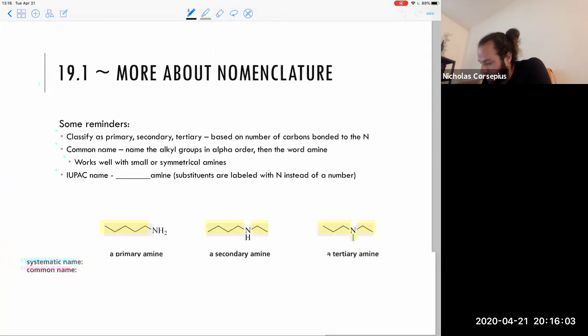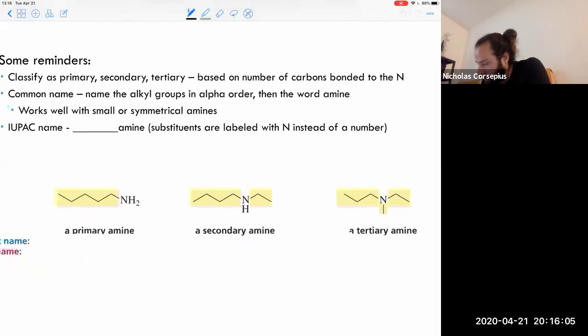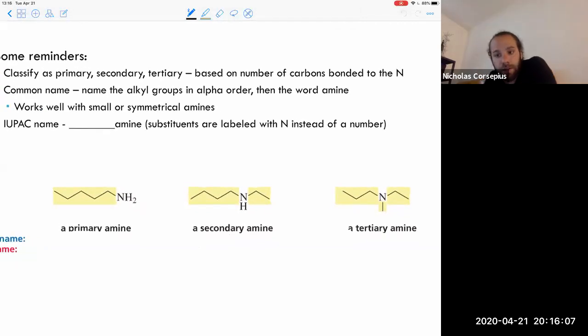Okay, and then the last thing we're going to go over is just a review of naming. So make sure that you take a second to name these three compounds here. And remember, it gets a little bit trickier for secondary amines and even more tricky for tertiary amines. So take a second and see if you can give me the name of these three compounds.